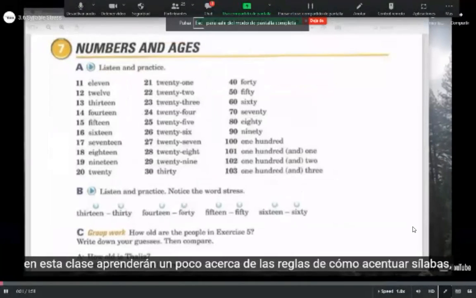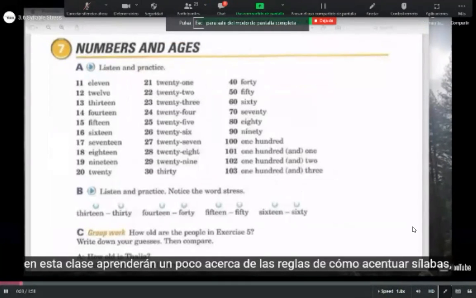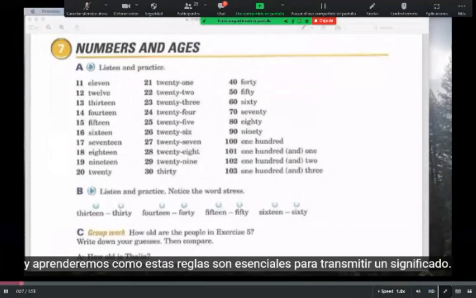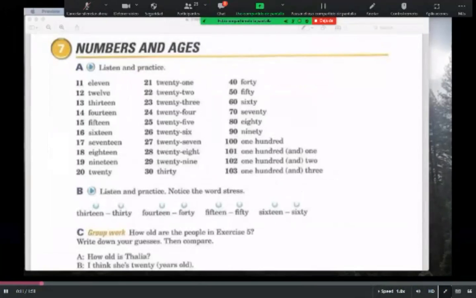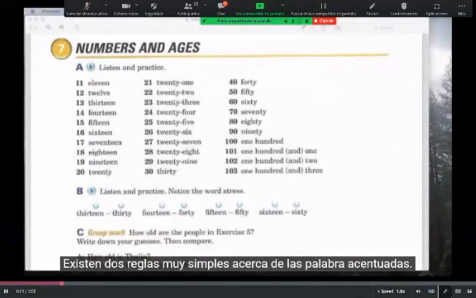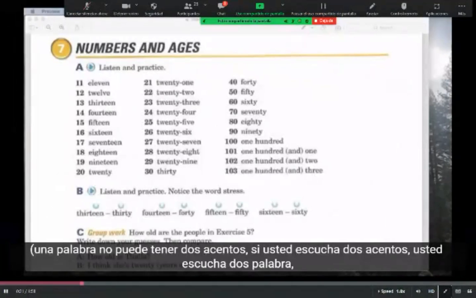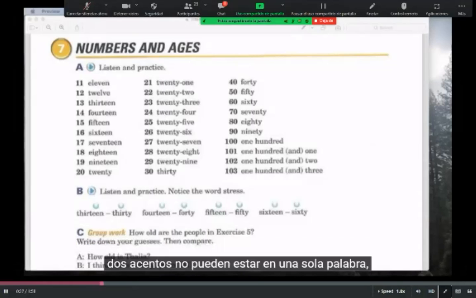Hi, everyone. In this class, you'll learn a few rules on how to stress syllables. And we will learn how these rules are essential in order to convey our meaning. There are two very simple rules about word stress. Number one, one word has only one stress. One word cannot have two stresses. If you hear two stresses, you heard two words. Two stresses cannot be one word.